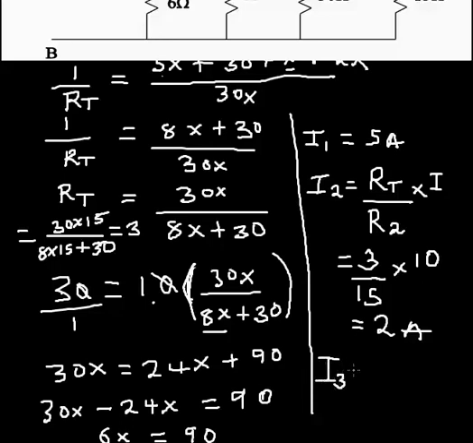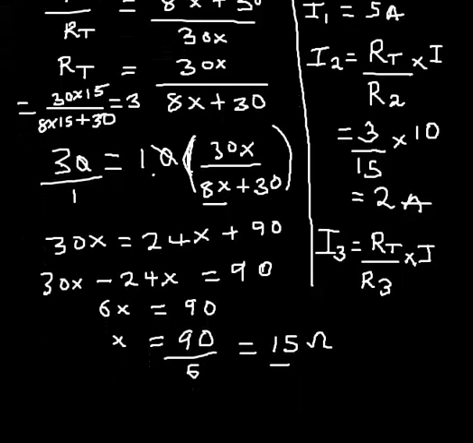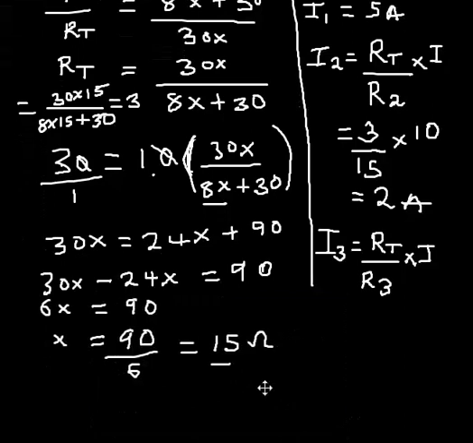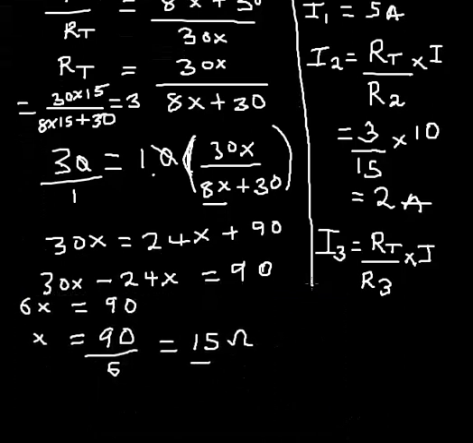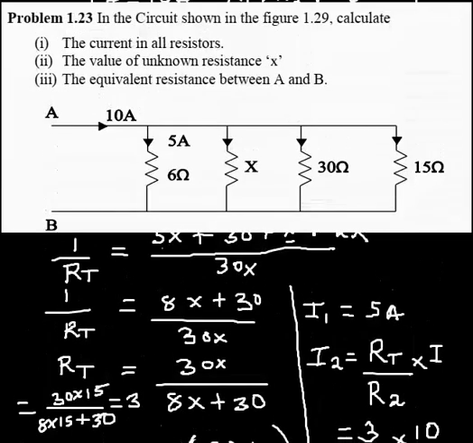If I still use that method to get I3, the current passing through R3, it's the same principle: total resistance divided by R3, then times the current. So let's flow with that. Let me put this aside. Okay, so how do we do that? This is going to be equal to total resistance, R3 is 30 ohms.